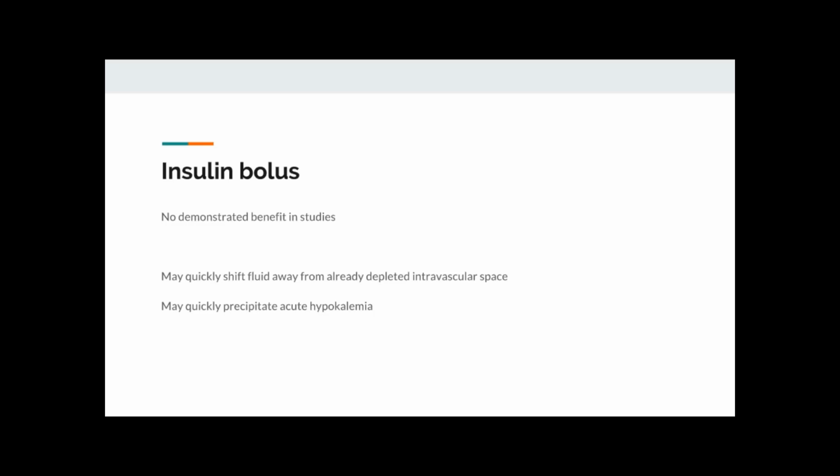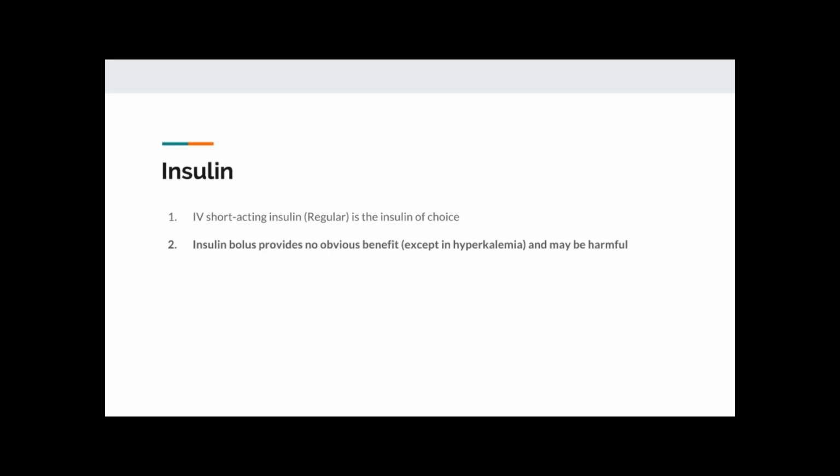I don't give an insulin bolus, unless the patient is hyperkalemic. That is the one time the hyperkalemia is going to kill them initially. If they're not hyperkalemic, then I just start. So I don't give it.